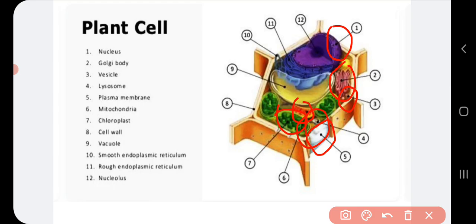Cell wall is this sheet which is given to cover the cell. And the vacuole, the 9th, is present as this big structure. The smooth endoplasmic reticulum is this, and the rough endoplasmic reticulum is also the same. And the nucleolus is present in the nucleus. All parts and names are the same, only their places are changed a little bit. Okay, so this is the structure of the plant cell.